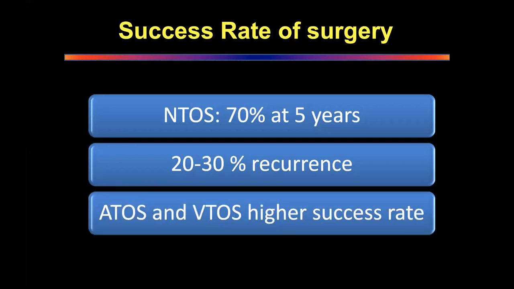And if the patient has recurrence, then you have to try conservative management again. You should not try to reoperate. So it's very important to try conservative management. The arterial and the venous thoracic outlets have a very high success rate, because obviously you are taking away an acute obstruction of a vascular structure, and that gives you very good outcomes.